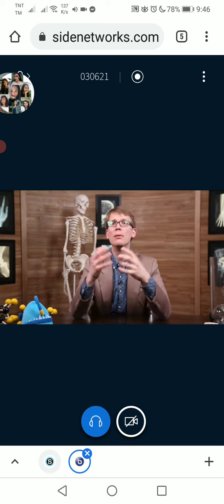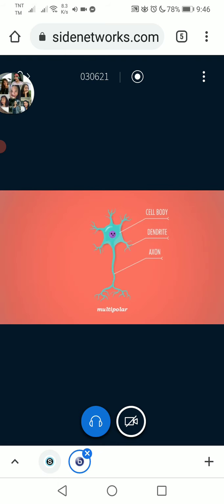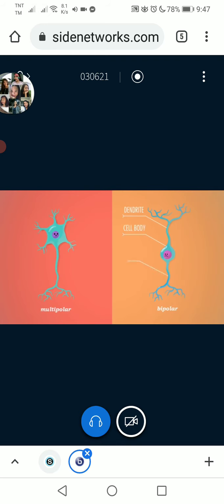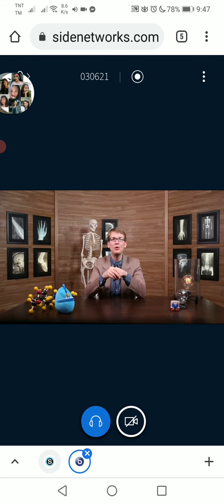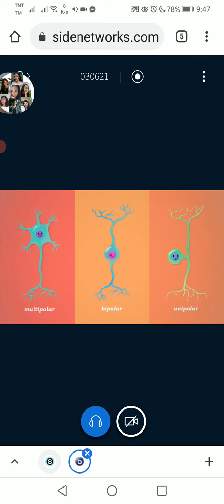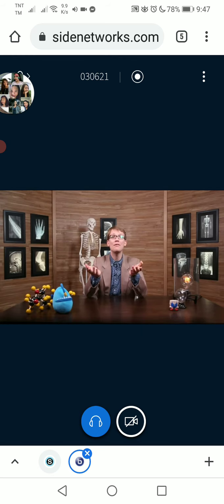99% of all your neurons are multipolar neurons with 3 or more processes sticking out from the soma, including one axon and a bunch of dendrites. Bipolar neurons have 2 processes, an axon and a single dendrite, extending from opposite sides of the cell body. They're pretty rare, found only in a few special sensory places like the retina of your eye. Unipolar neurons, on the other hand, have just one process and are found mostly in your sensory receptors.